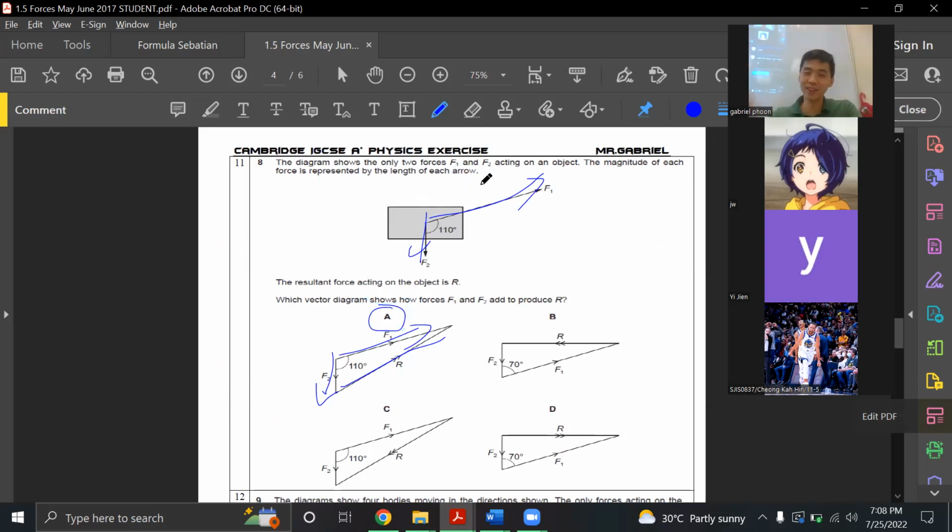Hey, I tell you what, this is actually very important. You need to understand that this is the resultant force, right? So if this is the resultant force, I know for a fact that A is impossible, B no need to look because it's in this direction, and C also no need to look because it's in this direction, right?